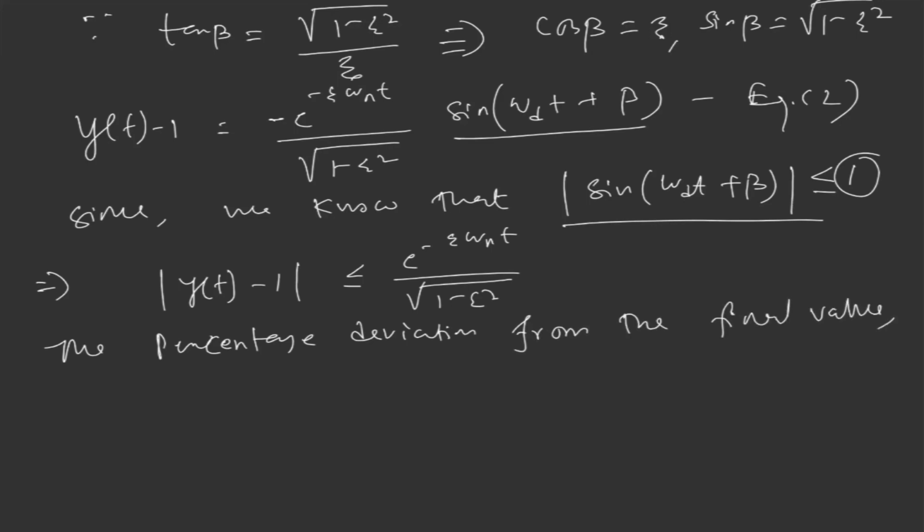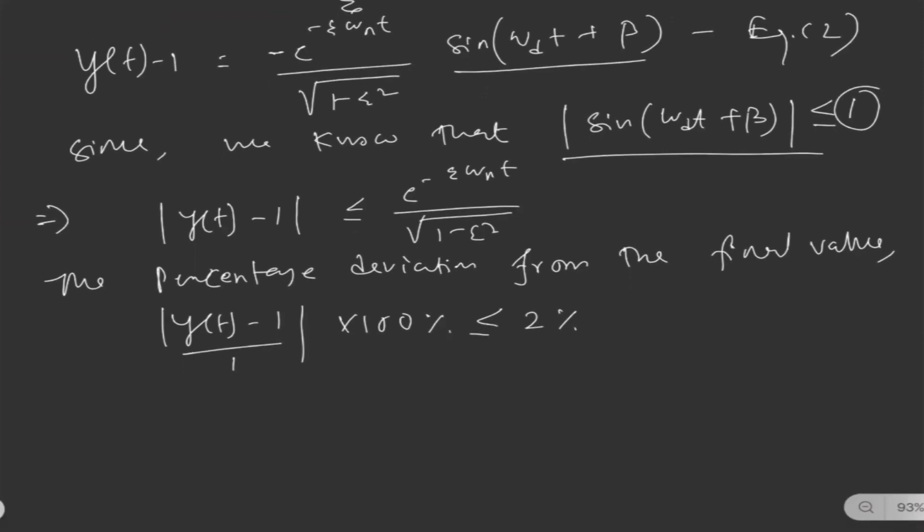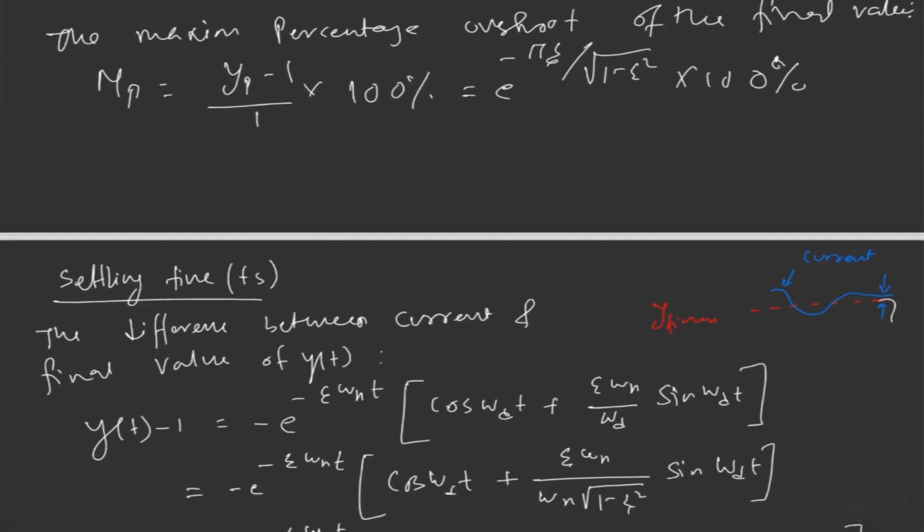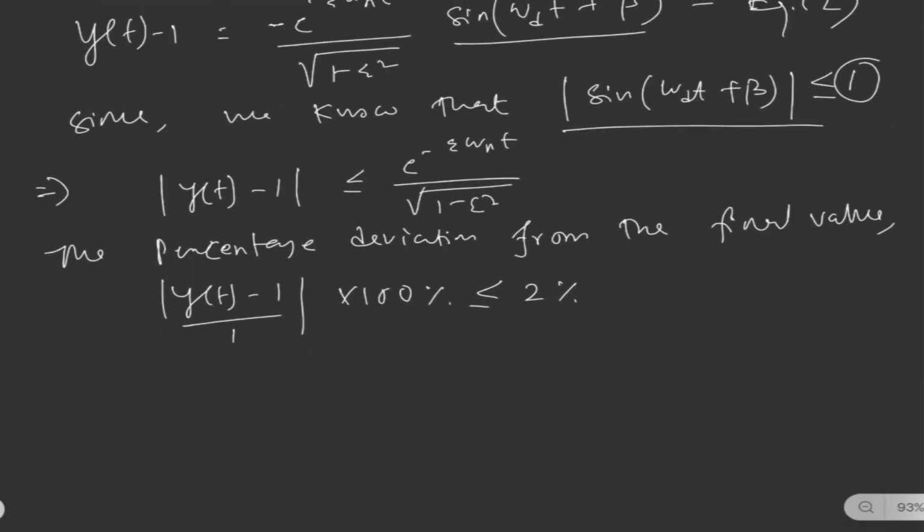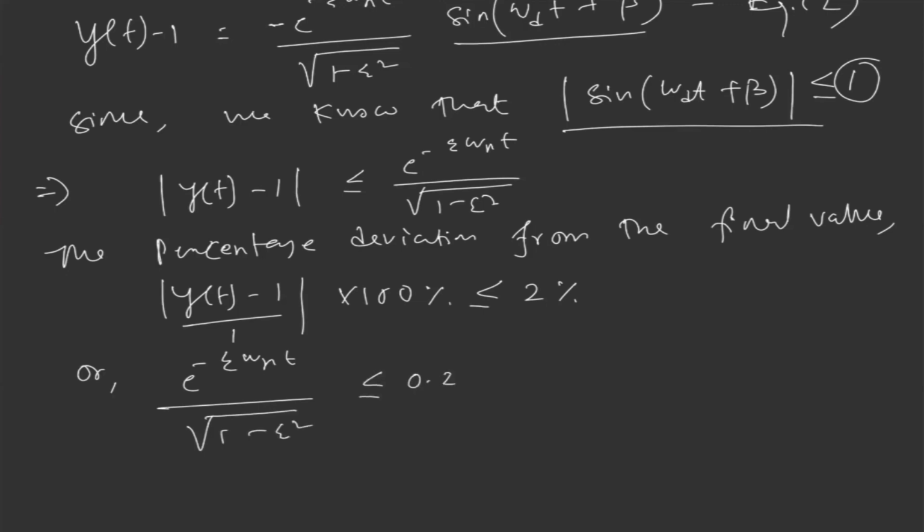We can write y t minus 1 by 1, times 100%, less than 2%. So 2% we have assumed while defining the response. We can tolerate 2% in the response. Suppose this is the 2% difference between the current and final value. In some books they have different values; if so, we can calculate accordingly for Ts. So e to the power minus zeta omega n t over root of 1 minus zeta square is less than 0.02.